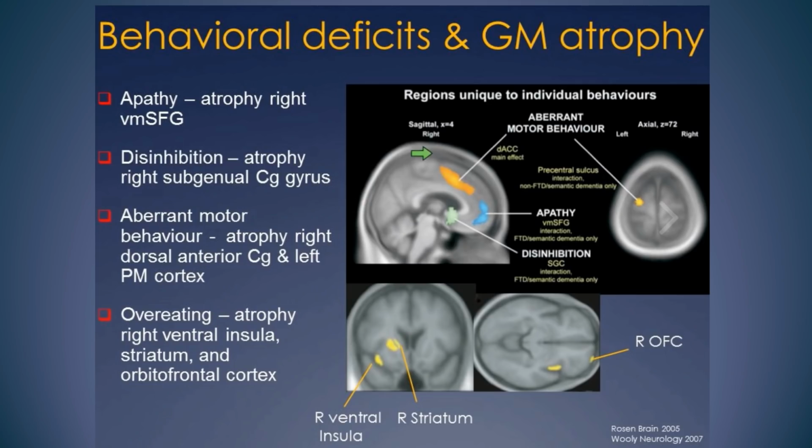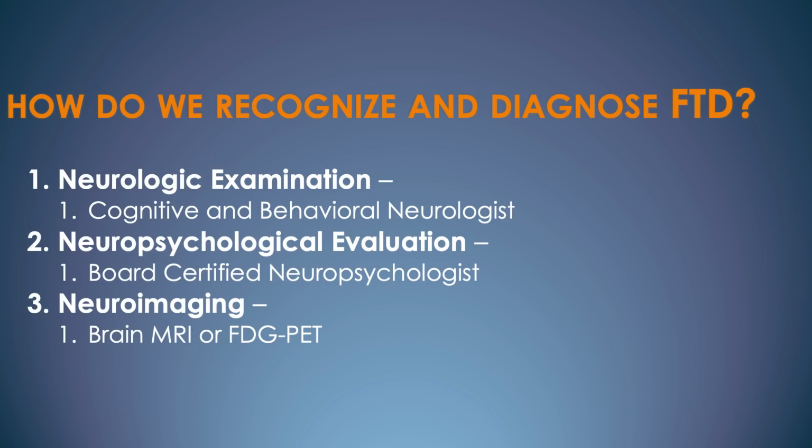And again, we talked about this. It's just where the atrophy is dictates what we see clinically. So how do we recognize it? A neurologic exam. You need to see a cognitive and behavioral neurologist. A neuropsychological evaluation. You need to see a board-certified neuropsychologist, or someone who's actively in the process of board certification. And then neuroimaging, so getting some sort of structural imaging or functional imaging can be helpful.